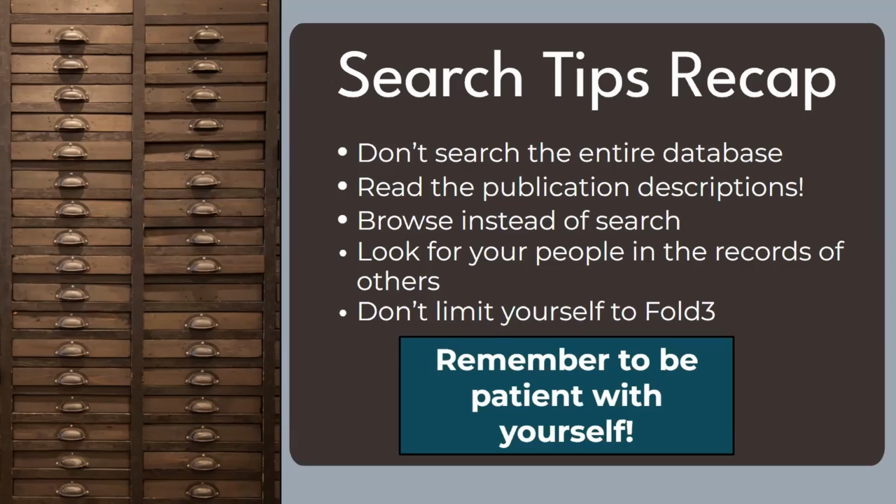So, some search tips. Recap: don't search the entire database. Read the publication descriptions. You want to do that. Look for your people in the records of other people. Those affidavits that you'll see in certain types of records, like Southern claims and in pension applications, you want to see if you can find them in somebody else's records if you can't find them in their own, right? So be open to searching through all of it. And don't limit yourself to Fold3.